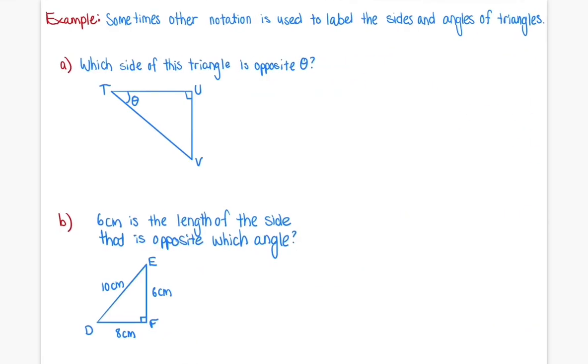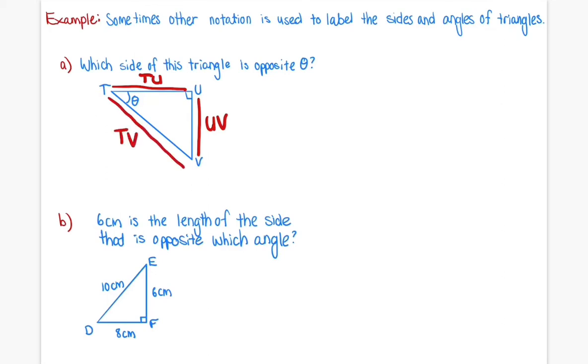Last example. Sometimes, especially when we go to do our quiz, another notation is used to label the sides of triangles. If we look at this first one, which side of this triangle is opposite to theta, the angle? Now it looks ridiculous because I've got letters in the corners instead of on the actual sides. So I'm going to relabel these sides. When I've got a T and a U, this side here is going to be TU, because it's going T to U. Then this side here is going to be UV, and this side here is going to be TV.